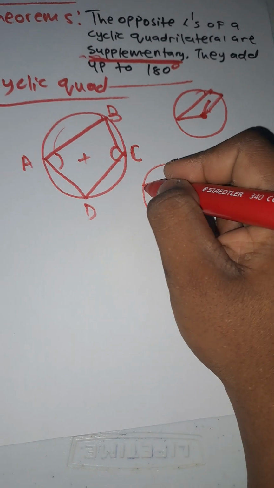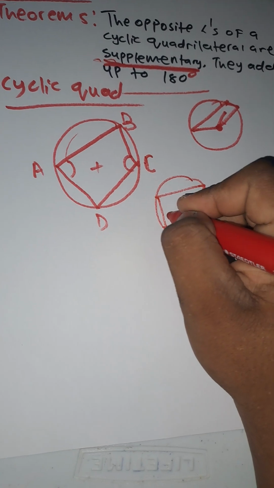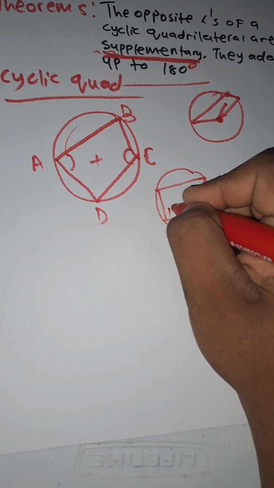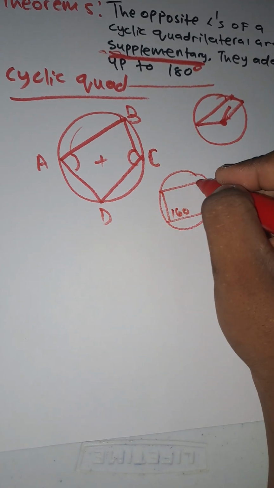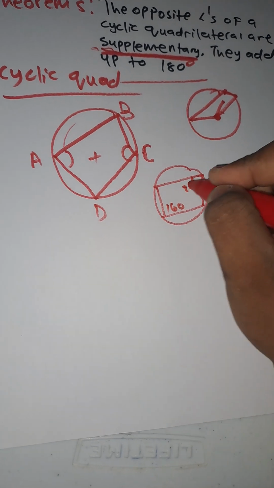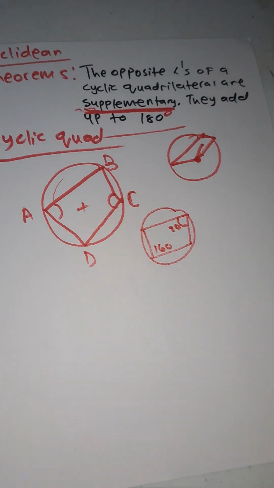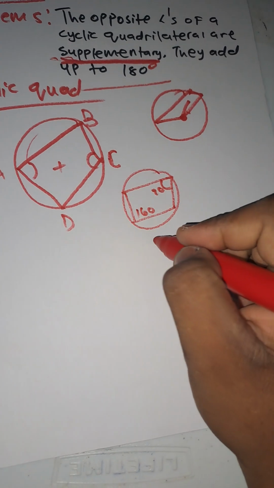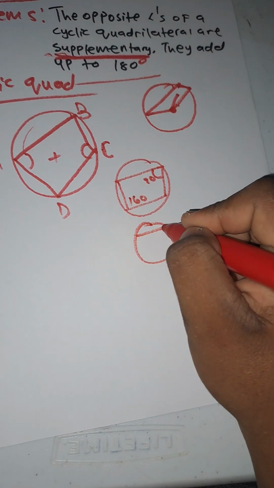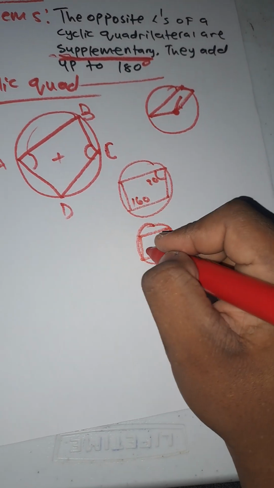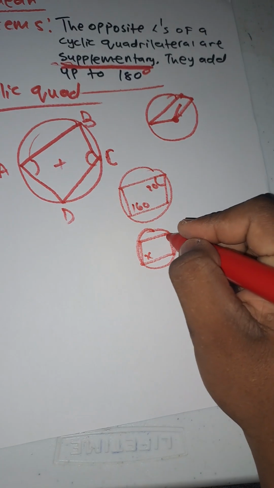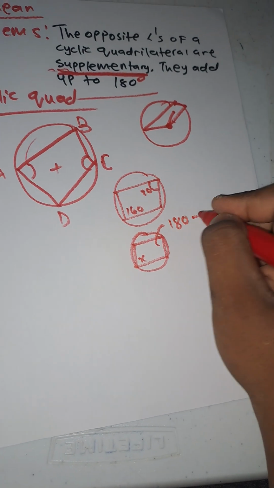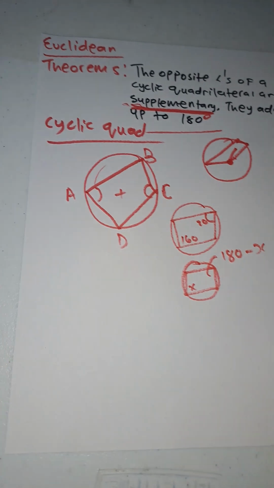For example, let me just say I have something like this. If I have maybe 160, it means the other angle is what? 20, because opposite angles are supplementary. They must add up to 180. In terms of x, if I have x here, this one will be what? 180 minus x. You see, that's how it works, guys.